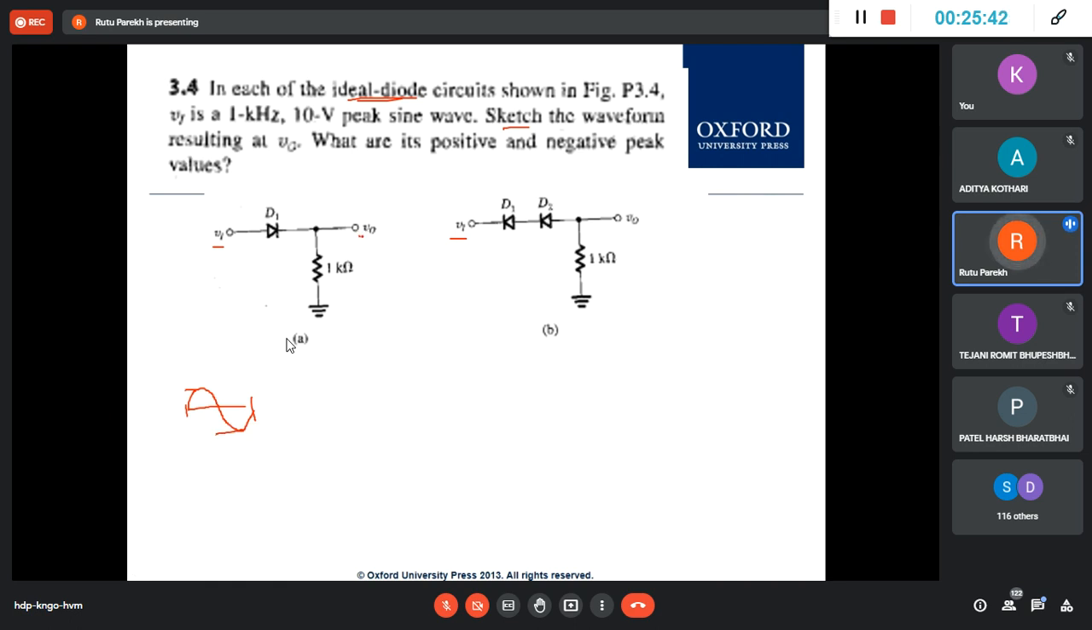So this V0 output, how will it be? The input is like this. So how will your output be? And what are the positive and negative peak values? So positive and negative.